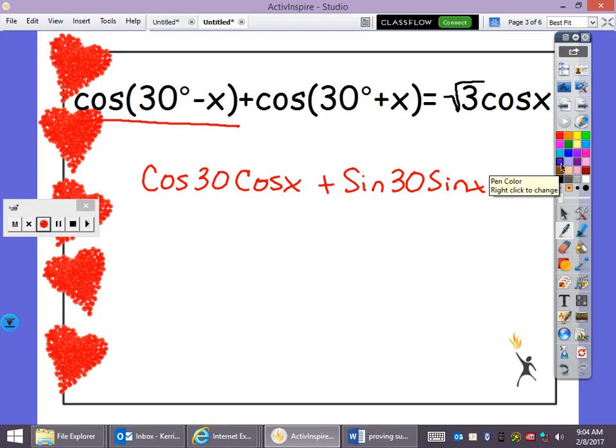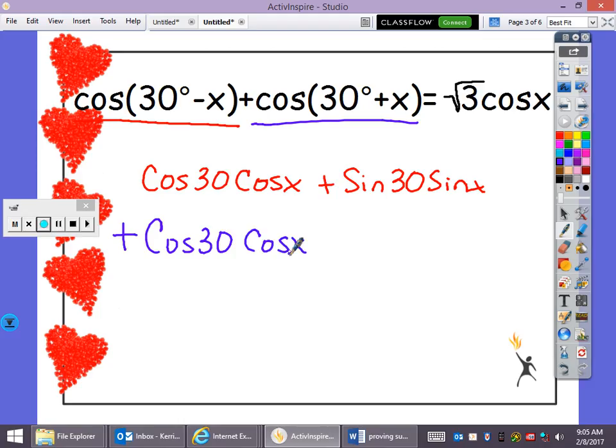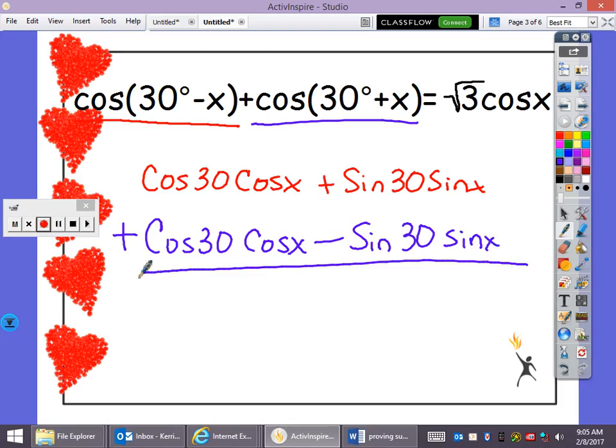And remember, when you're solving for x, you want to move x to the other side. You do the opposite, right? Okay, so I'm going to combine that with this one, which is cosine 30 cosine x minus sine 30 sine x. What do you notice? Oh, they cancel because they're the same but different signs. So let's go ahead and cancel them. How many cosine 30 cosine x's do I have? 2. 2 cosine 30 cosine x.